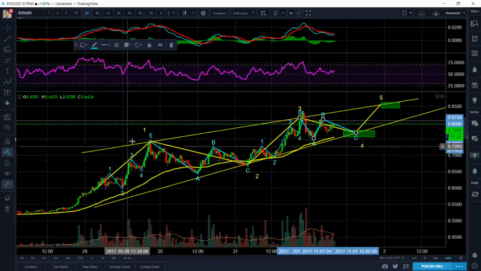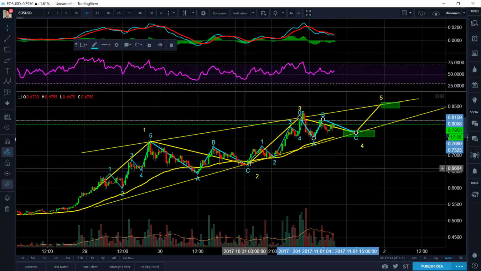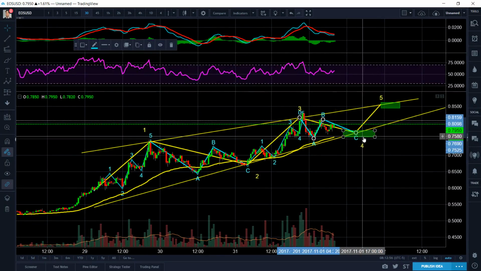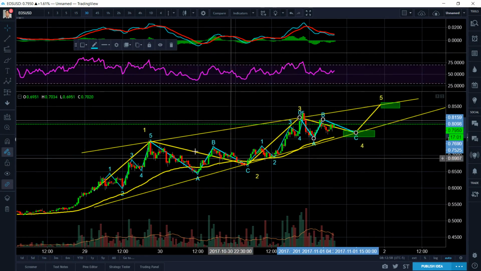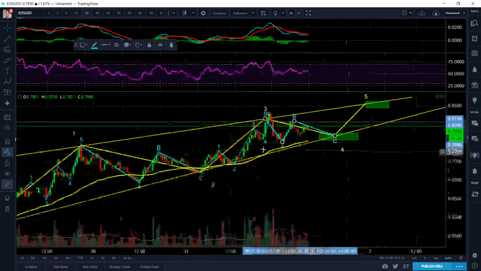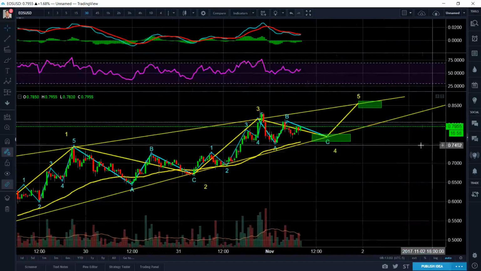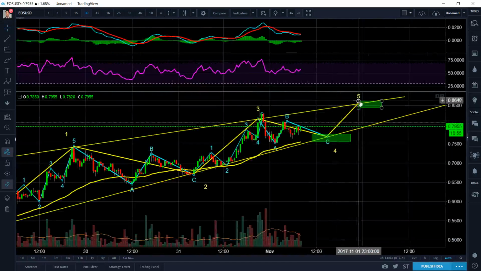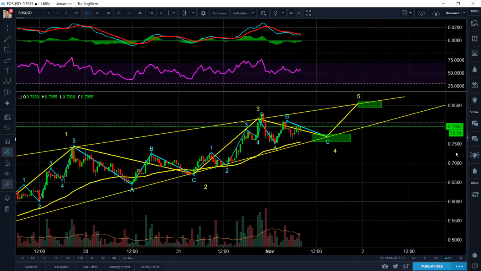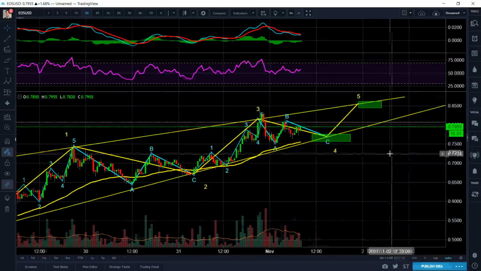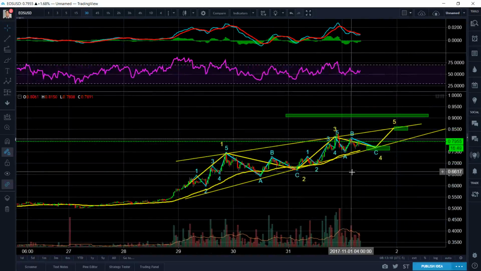So wave 1 is the motive wave. Wave 3 is the motive wave up. Wave 5 is the motive wave up. Wave 2 is the corrective wave. Wave 4 is the corrective wave as well. Okay, guys? And then wave 5 will be a very small wave. But if it's not a small wave, like I keep mentioning, let's see.